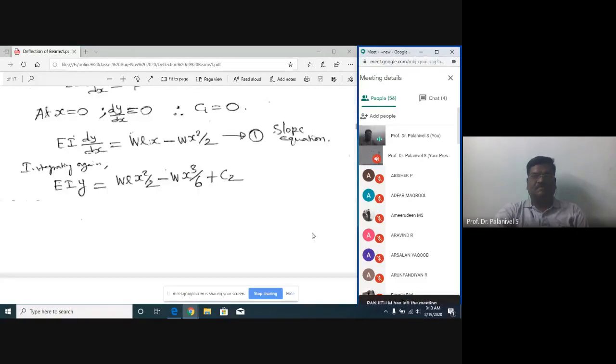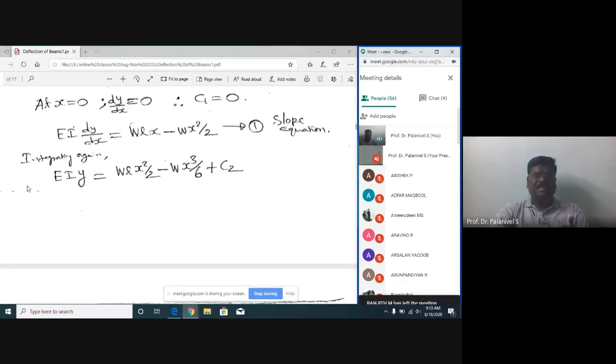Equation 1, the slope equation. Integrating again, EIy is equal to WLx square by 2 minus Wx cube by 3 into 2, 6, plus C2, another integral constant. After integrating twice, that's why it is called the double integration method. Two times we are doing integration. So we have got the integral constant C2.